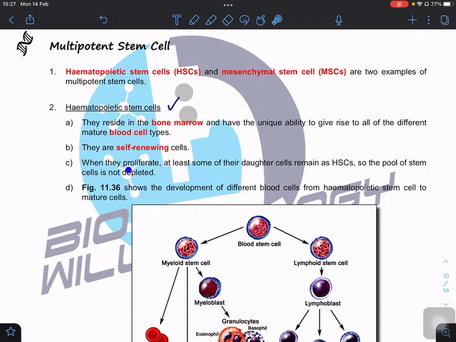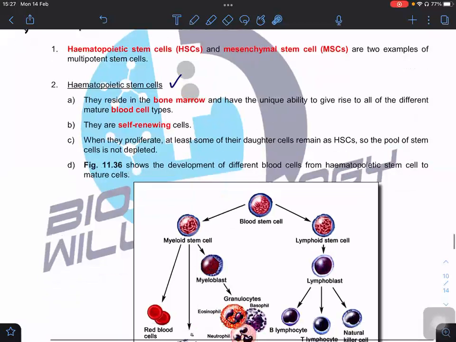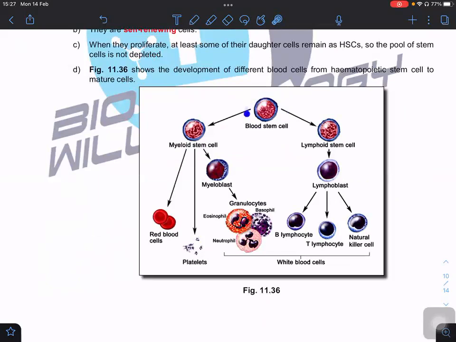So when they proliferate, at least some of the daughter cells remain as stem cells, so that the pool of stem cells is not depleted. It's not like the totipotent stem cell, where after a few generations you no longer have totipotent cells. But hematopoietic stem cells are always present in our bone marrow. You can see that these hematopoietic stem cells divide into myeloids and lymphoids. From myeloids, we get neutrophils, platelets, red blood cells. From lymphoids, we get lymphocytes.